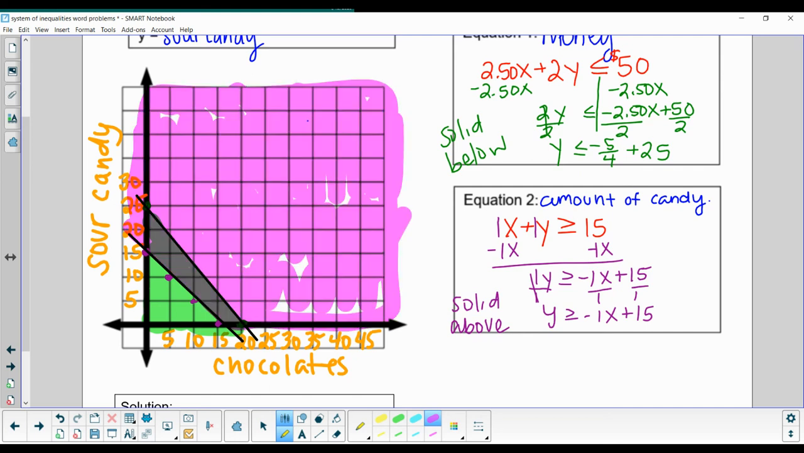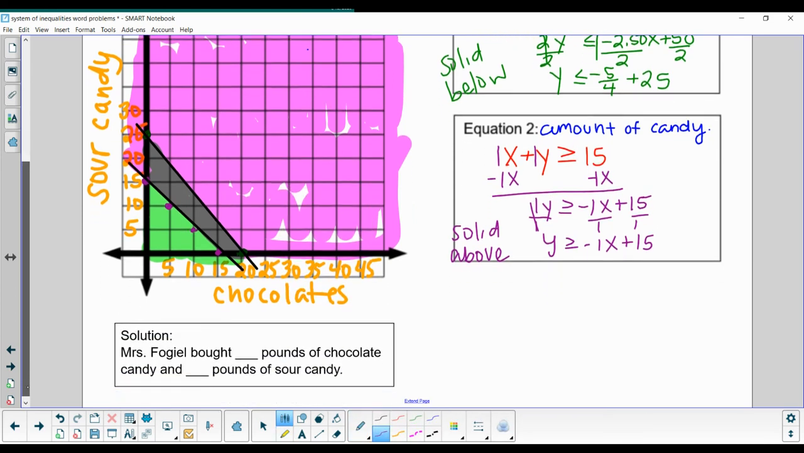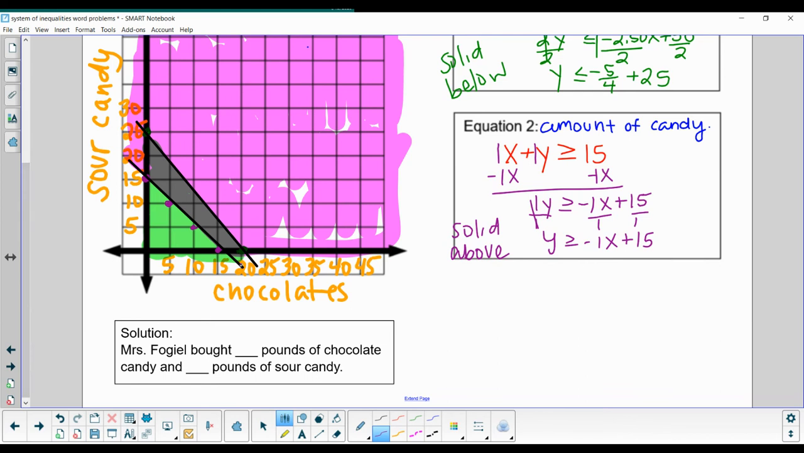All right. So we've got our highlighting down. And remember, just like the warm-up, we've talked about where the solution area lies. And in this case, our solution area is going to be in here where the two colors overlap. So pick any coordinate you want in this area. So for example, I can pick the coordinate 5, 15, which means that I can buy 5 pounds of chocolate and 15 pounds of sour candy. As long as you pick any coordinate within the double shaded area, you have a solution. And that's it. Happy math time!